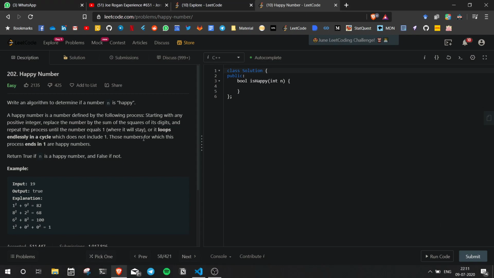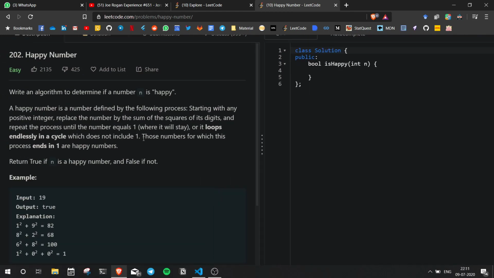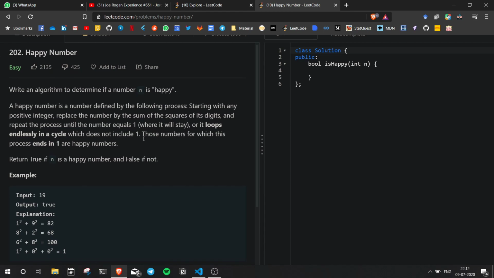Okay, so today we're taking a look at Happy Number, which is LeetCode 202. The question is: write an algorithm to determine if a number n is happy. A happy number is a number defined by the following process. Starting with any positive integer, replace the number with the sum of its digits. So any positive integer over here is the input n.